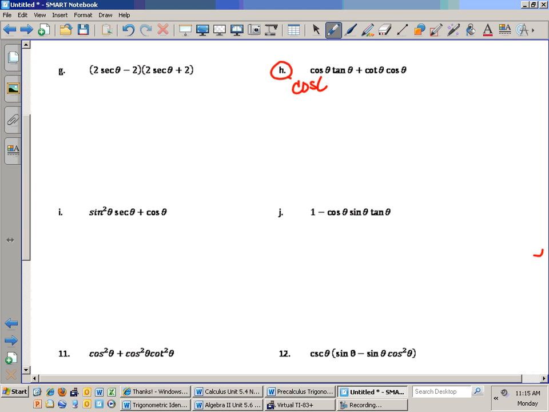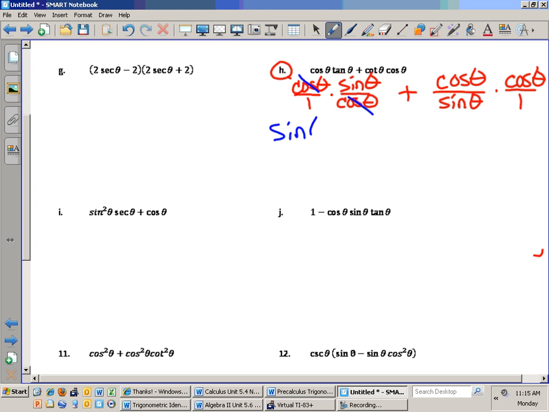We'll go cosine of theta over 1 times tangent of theta, which is sine of theta over cosine of theta, plus cotangent of theta, which is cosine of theta over sine of theta, times cosine of theta over 1. Okay, so what happens, Alex? Those cosines will cancel, and you'll be left with this expression, sine of theta. I'm going to write it over 1.